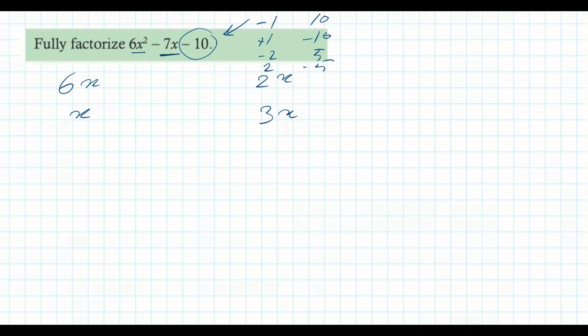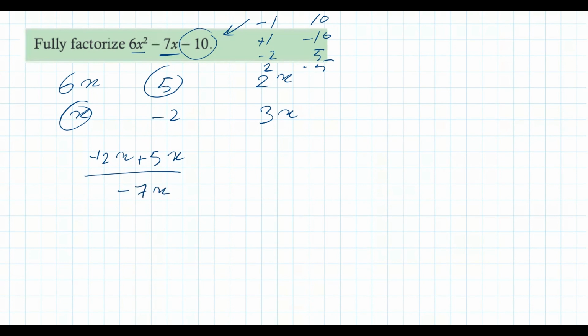But we need to think, like, here we have negative 7x. Then the highest value should be negative. Then let's test it. Here negative 2 by 5. Negative 2 times 6x becomes negative 12x. 5 times x becomes 5x. If you add them, the result should be negative 7x. Then simply it's 6x plus 5 times x minus 2. This is the result. You need to try.